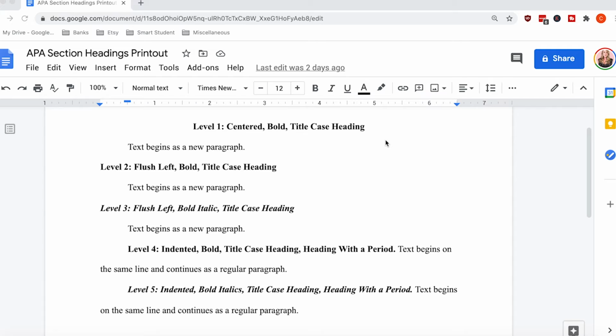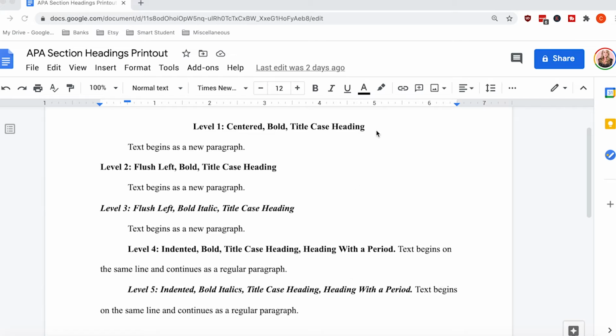An easy way to remember the order of section headings is just remember this. Level 1 headings are your main section headings. Level 2 headings are the subsections of Level 1. Level 3 are the subsections of Level 2. Level 4 are the subsections of Level 3, and so forth.